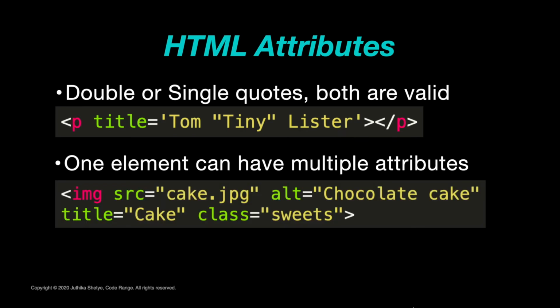Another thing to know about attributes is that one element can have multiple attributes. Here's an example of one image tag with multiple attributes. I have the image tag followed by source, cake.jpg, the alternative text, which is info for the screen readers and broken links. There is this title attribute, and then I also have a class attribute about which we will learn a little bit later. And I will be making a separate video to explain the image tag in detail, so for now just focus on the attributes part.